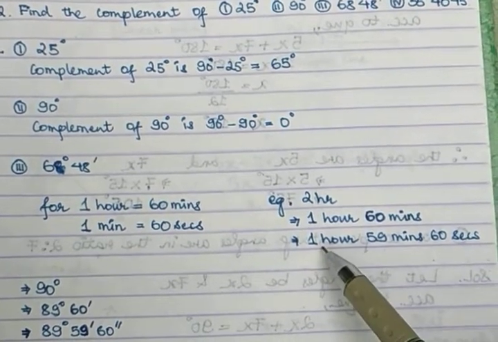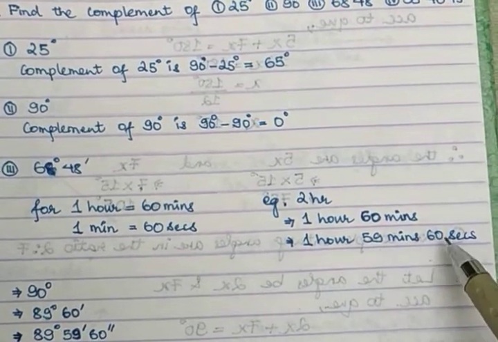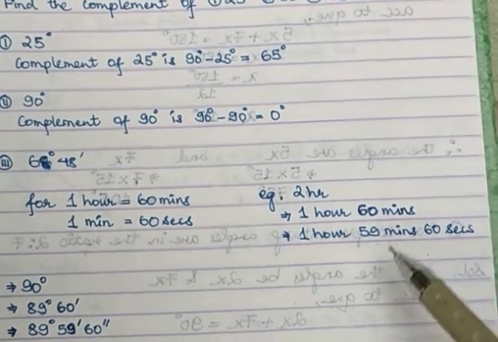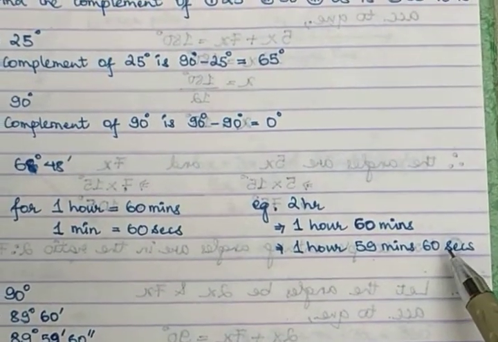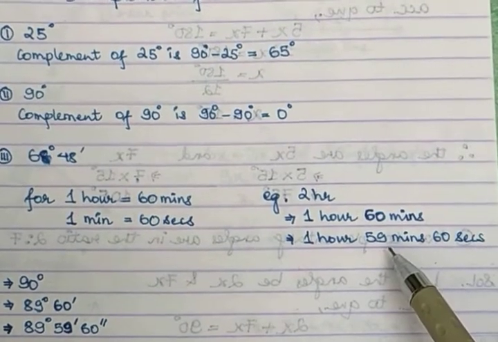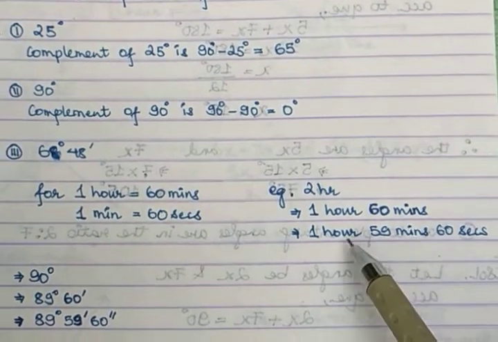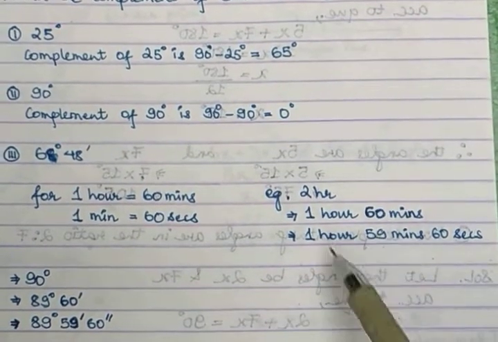For 2 hours, I can again write it as 1 hour. For 60 minutes, can I write 60 minutes as 59 minutes and 60 seconds? Because 60 seconds means 1 minute, isn't it? So 60 seconds as 1 minute plus 59 minutes will give you 60 minutes. Now 60 minutes means 1 hour, so 1 hour will give you 2 hours, isn't it? I hope you understood this one.